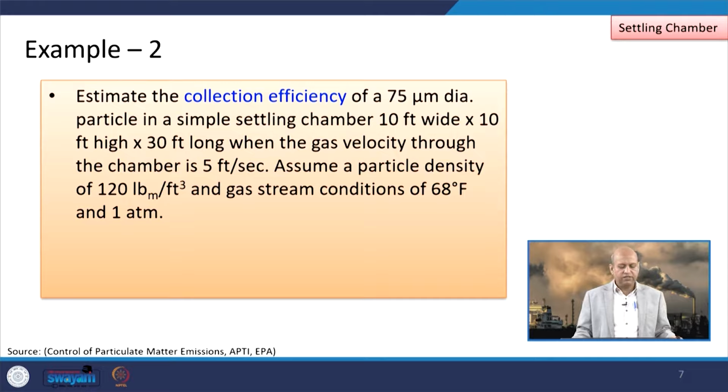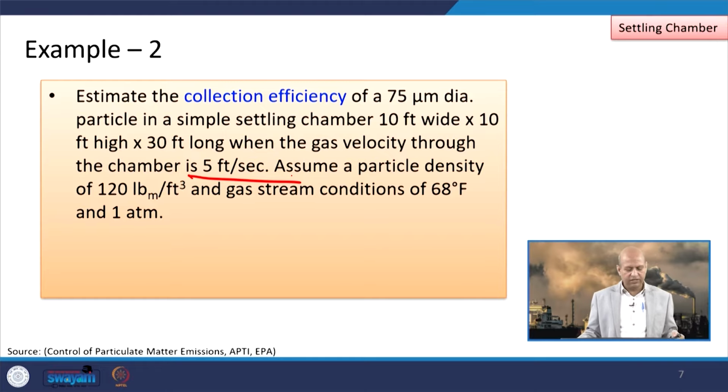The next is to estimate the collection efficiency for a 75 micrometer diameter. If we say that 75 micrometer diameter is the size of the particulate matter in the emission, what would be the efficiency of collection of this particular size of particle in a simple settling chamber, where 10 feet is the width, 10 feet is the height, and 30 feet is the length. So, this is the chamber, 30 feet long, 10 feet wide and 10 feet high. Those are the dimensions.